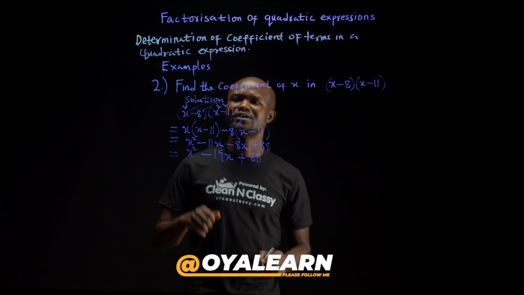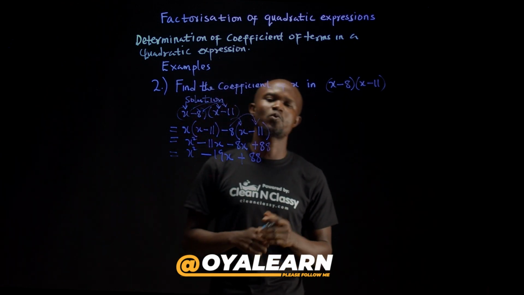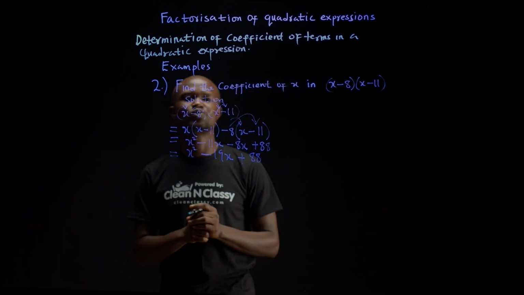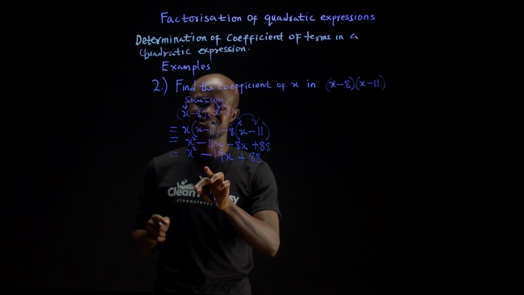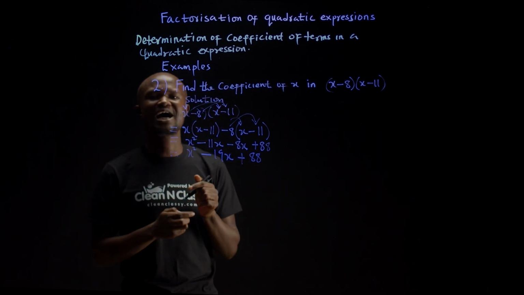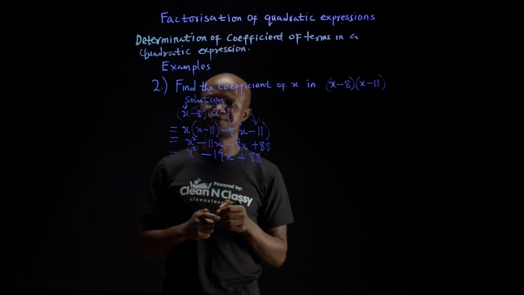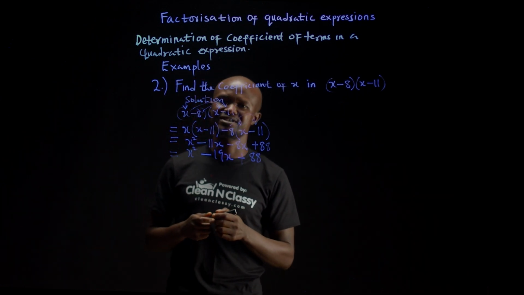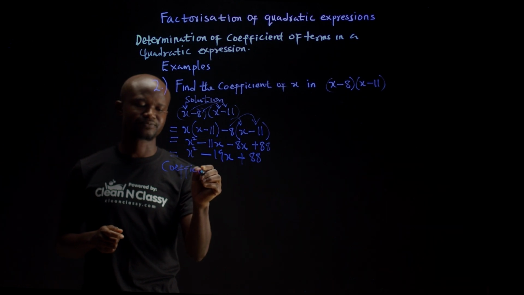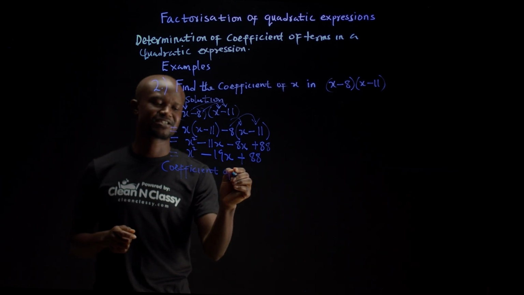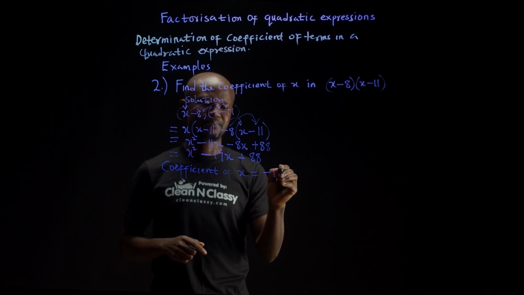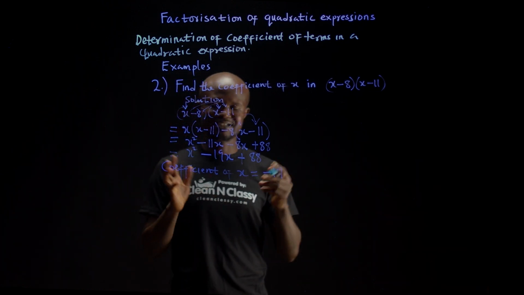88. Now, the question is asking us to find the coefficient of x in this product. What do we do? The coefficient of x after the expansion. We have here, what is the number in front of x? The number in front of x is minus 19. So we say the coefficient of x equals the number in front of x. That is minus 19. That's the solution to the problem.